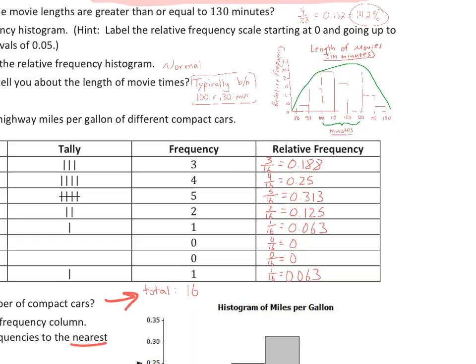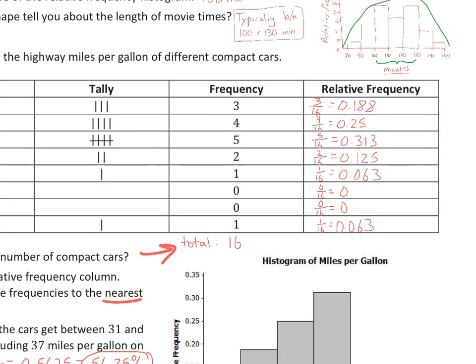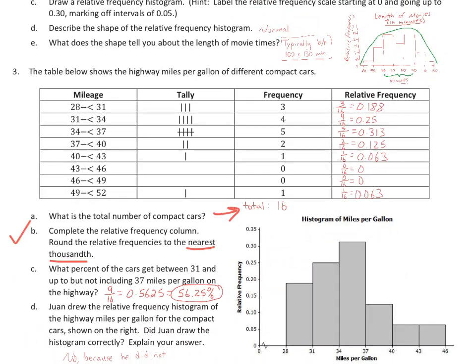Then for the bottom, here's the frequency chart, also rounded to the nearest thousandth, as it said here, with a total of 16 happenings, or cars, different compact cars, that we are comparing mileage of. And so the percentage of the ones that get between 31 and 37, there were 9 of those out of 16, and 9 divided by 16 gave me 0.5625, which is 56.25%.